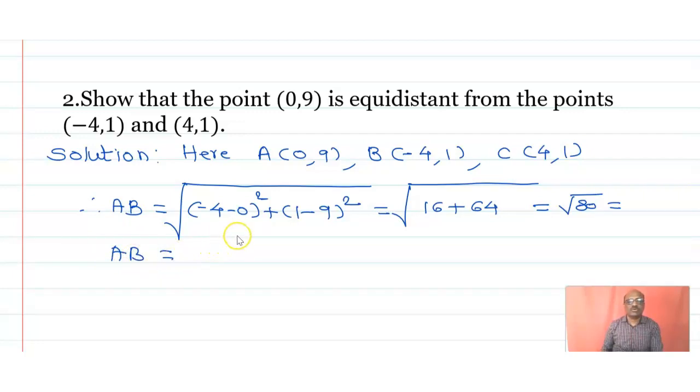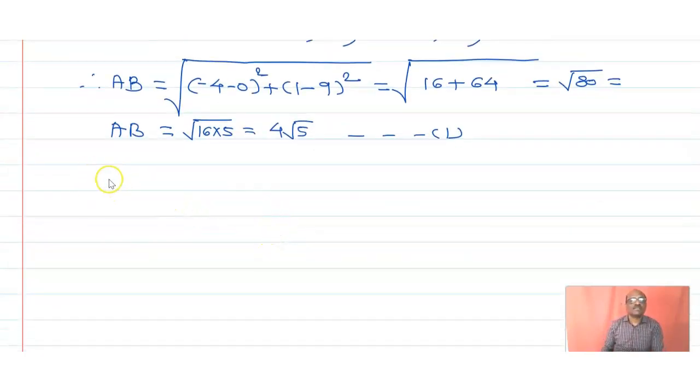AB is equal to root of 80. We can factorize it, but it's fine if we don't. That is 16 into 5, and the square root of 16 is 4 root 5. Okay, this is the first. That is A(0, 9); to find out whether it is equidistant from these two, we will find out AB and next AC. Okay, this is 1. What about the next? Find AC.